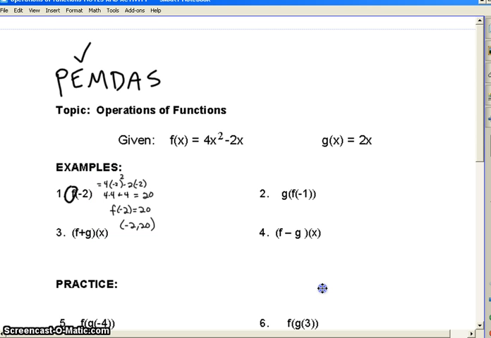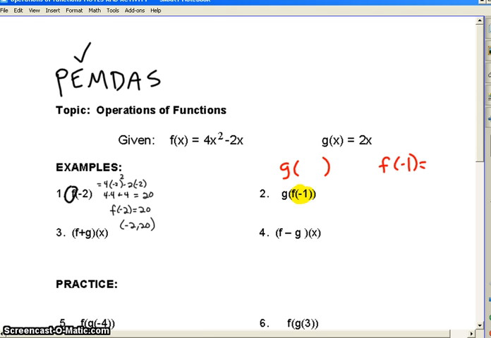On number 2, this looks a little strange, so try to get used to it. The inside says f of negative 1, but the actual function is going to be g of x. Whatever we evaluate function g, first we have to figure out what f of negative 1 is and plug that answer in to find g of that. So here's what it looks like. Inside we have f of negative 1.